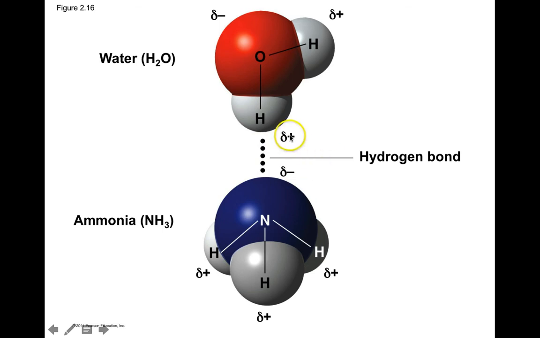Why is it called a hydrogen bond? It's because a hydrogen atom is always involved. The hydrogen atom is associated in the molecule with an electronegative atom. So water molecules mixing with ammonia is because of those hydrogen bonds.